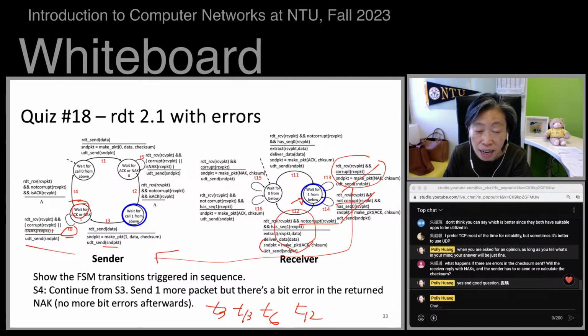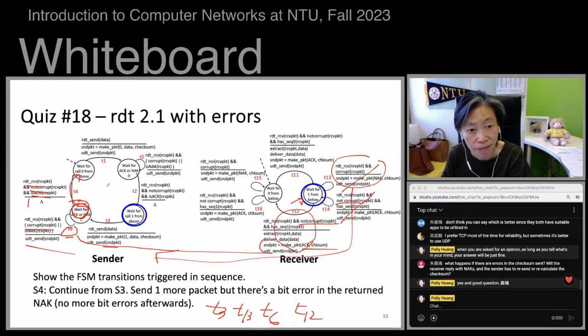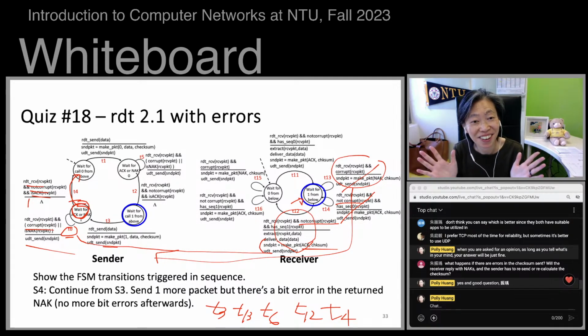We take the data out of the packet and generate an ACK with sequence number 1. That will go back. The sender, currently here, sees that it's a not corrupted packet and it's an ACK. So we take this action and move the state back to wait for call 0 from above. Voila. So the last transition is T4. There we go, you guys got it. So this is RDT 2.1.